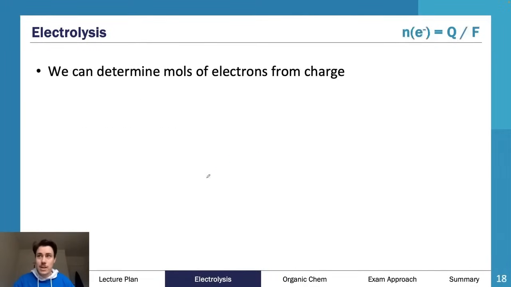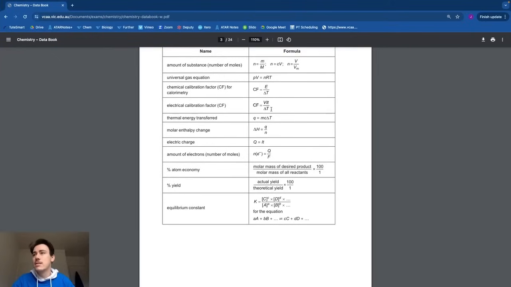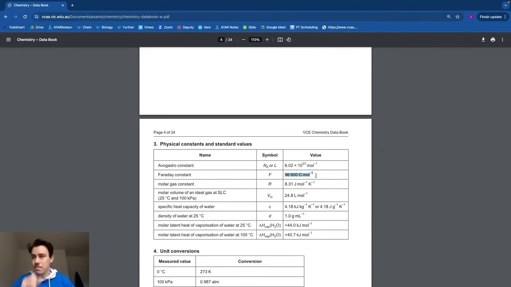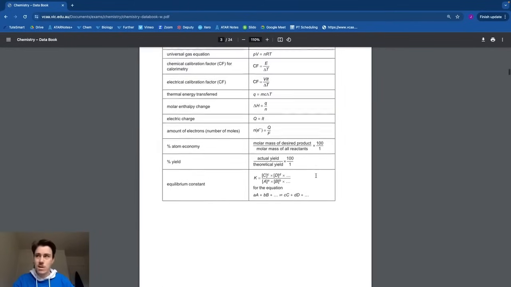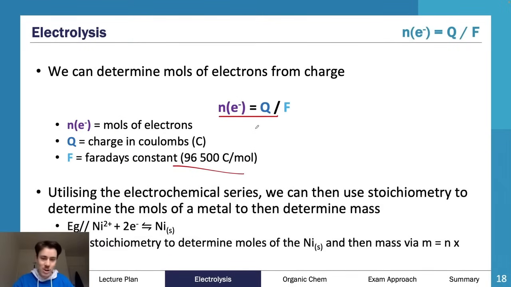But again, how does this relate to mass? So we determine the moles of electrons by going moles of electrons equals Q divided by F. Again, super important stuff. You need to remember this. Like that is a must. Yes, you will find that in here, but nonetheless, you need to know it. It's just something you need to know off the top of your head. You can't be stuffing around in an exam trying to remember that and find it in your book.